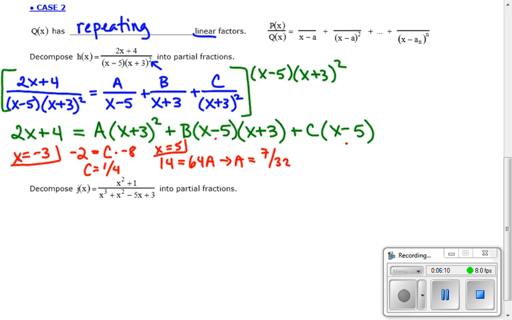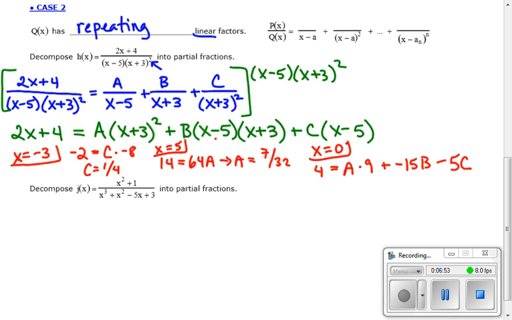So let's see what happens if I plug in something that isn't quote unquote nice, like x equals 0. Well, x equals 0 on the left side, I would have 0 plus 4, which is 4. A times, now 0 plus 3 is 3, squared is 9, so it's 9a. Careful with the middle term, a little more algebra here. 0 minus 5 is -5, 0 plus 3 is 3. That's going to be -15b. And then 0 minus 5 would be -5c.